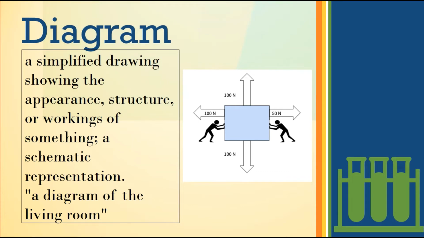Diagram. A diagram is a simplified drawing showing the appearance, structure, or workings of something. A schematic representation. A diagram of the living room. So we can use the word diagram in a sentence like that.